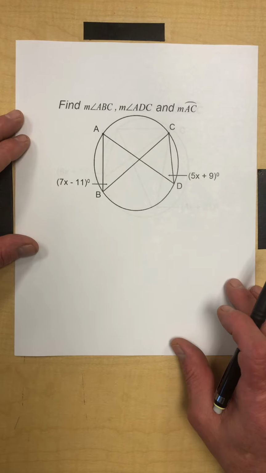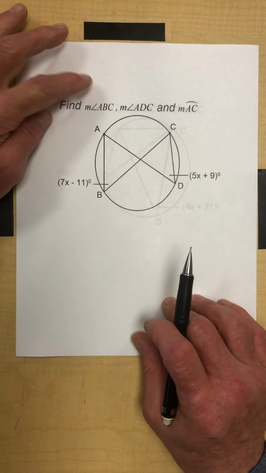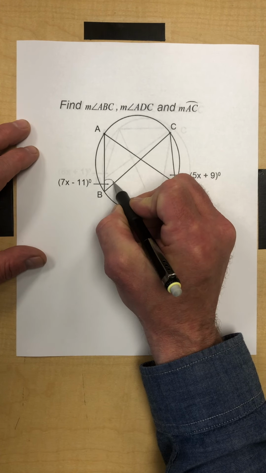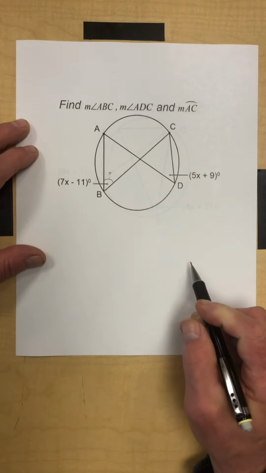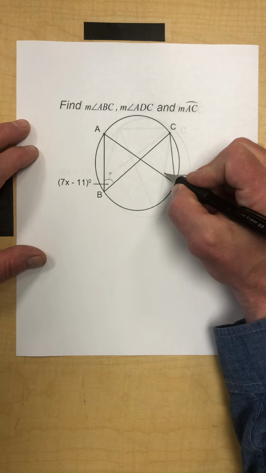So we take a look at this. It wants us to find the measure of angle ABC, right in here. It wants us to find this measure right here. It wants us to find the measure of ADC, right here.